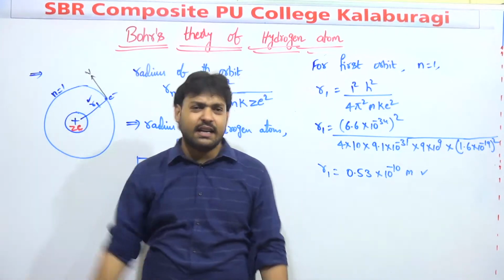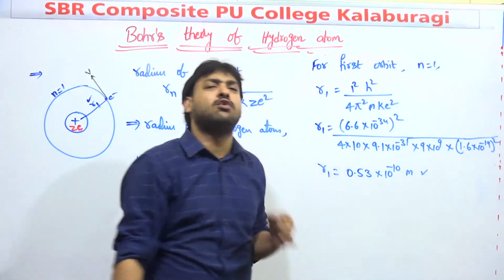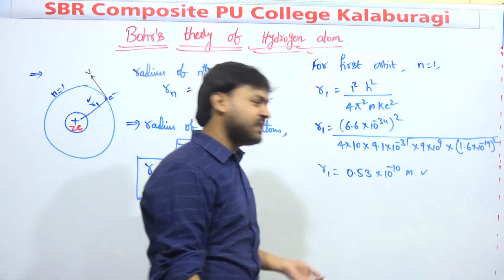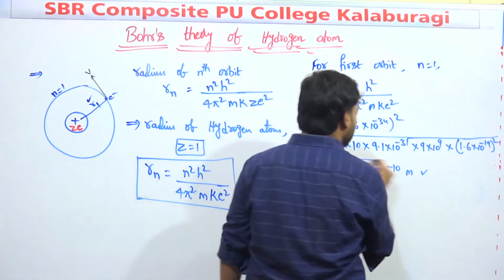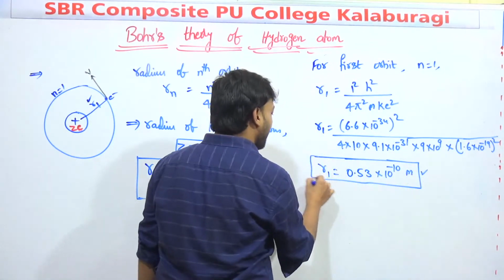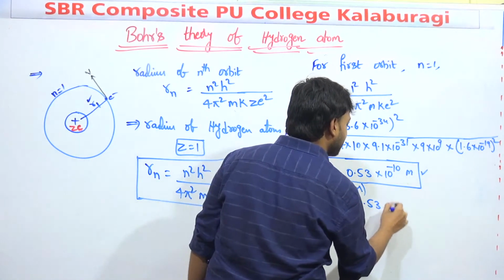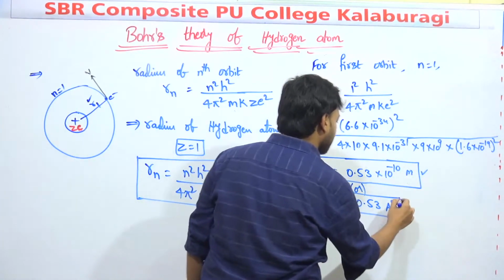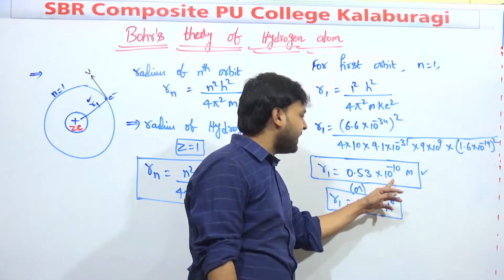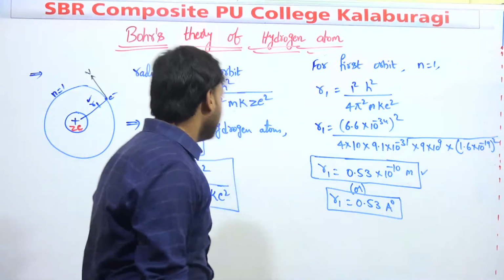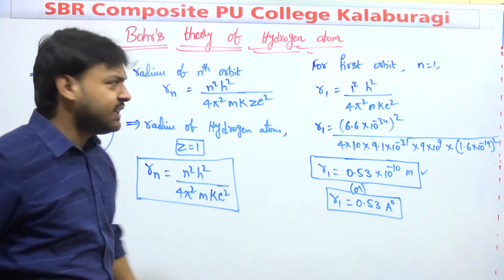Radius of the first orbit is nothing but 0.529. Very standard thing. You can remember this 0.529 exactly. We rounded off the things and I have written 0.53, right? Into 10 to the power minus 10 in meters. Or we can write it as 0.53 in angstroms. Right? 0.53 in angstroms, or you can write 0.53 into 10 to the power minus 10 in meters. So finally, after writing this, try to write a point.